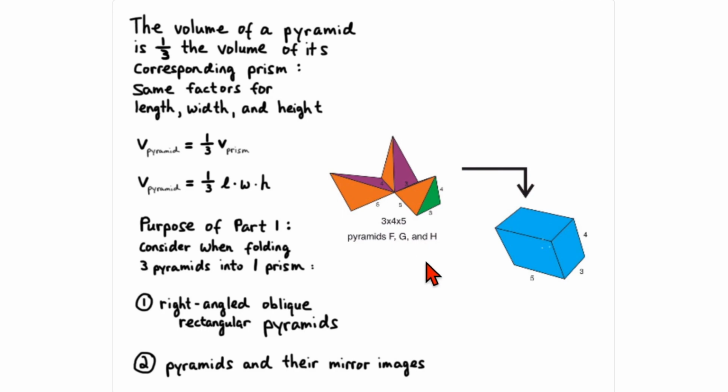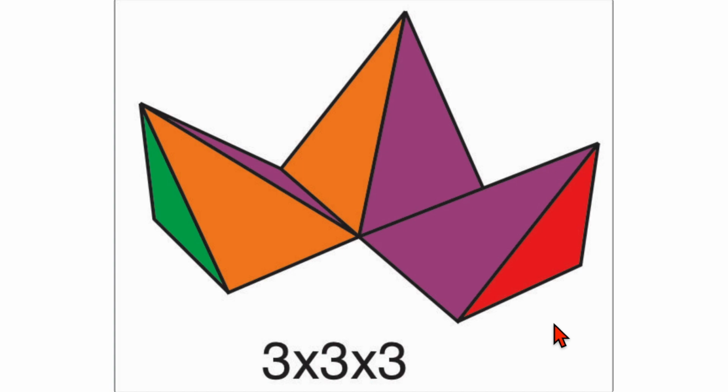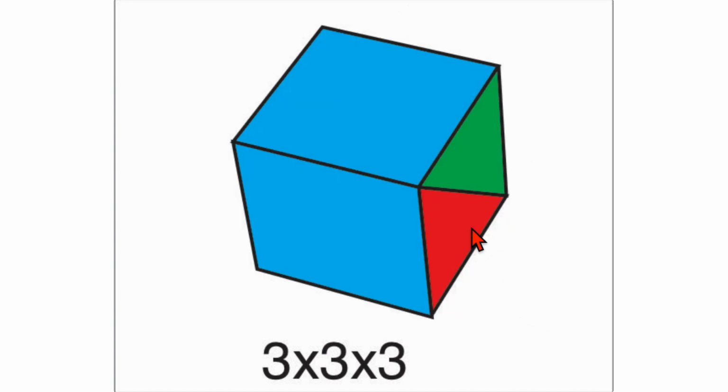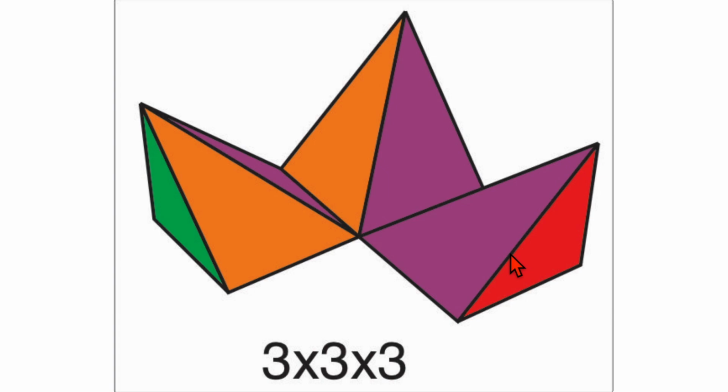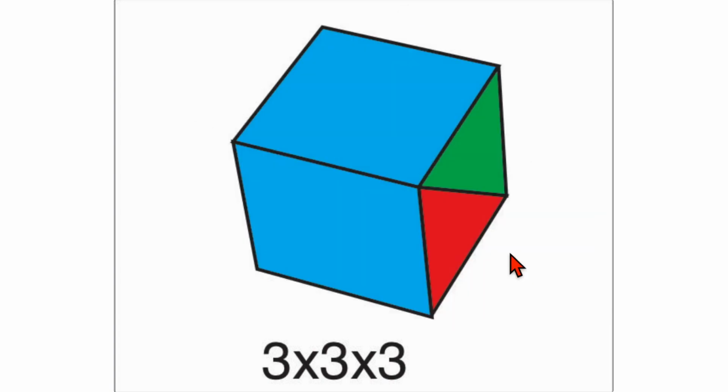I will get to right-angled, oblique, rectangular pyramids and pyramids and their mirror images. These are 3 identical pyramids that fold together to form a cube. A cube is the only rectangular prism that can be made from 3 identical pyramids because each of the 3 choices for the base is congruent. So the 3 pyramids and the cube. Each of these bases, and the base on the other side, are all congruent squares.